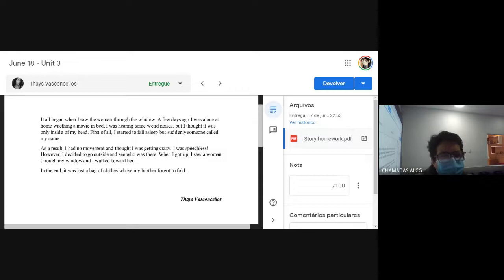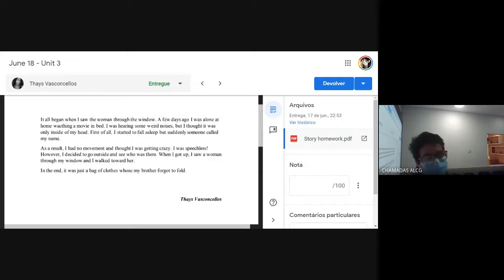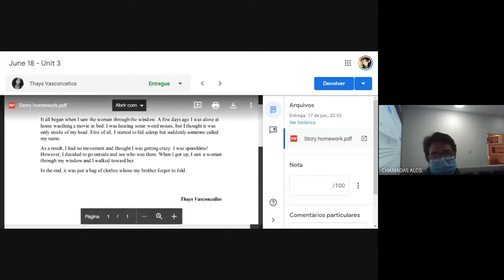Yes, here, whose is possessive. I can use whose when the idea is possessive, for example, a bag of clothes whose lady left in the house, or whose brother. But it's not the case here. You're not saying who the clothes belong to. You're just saying that your mother or brother forgot to fold them. So here we would not say whose, but simply that or which. So: it was just a bag of clothes that my brother forgot to fold. Okay? That's the idea. All right.